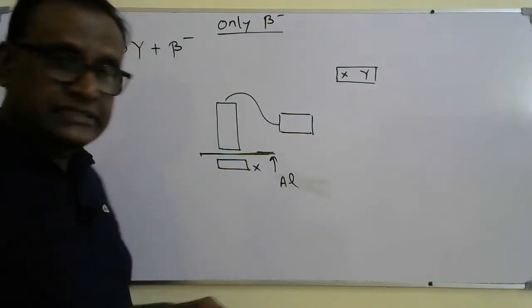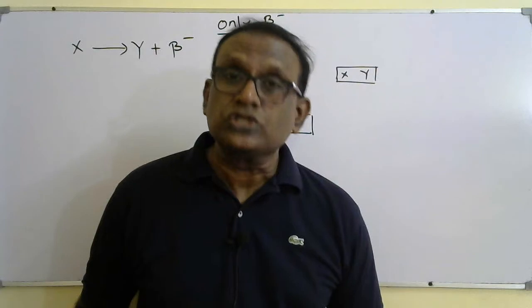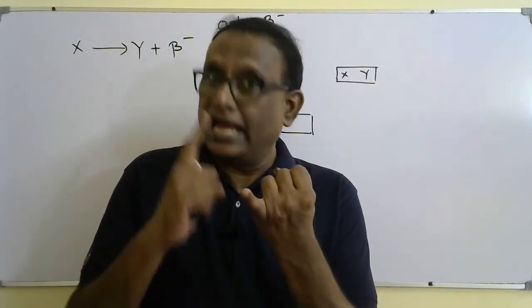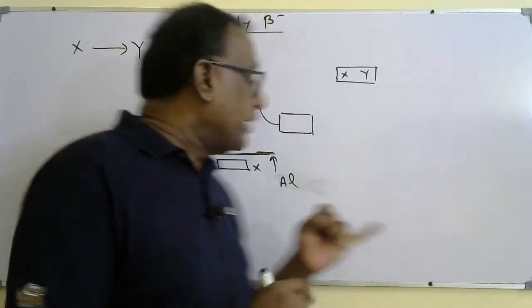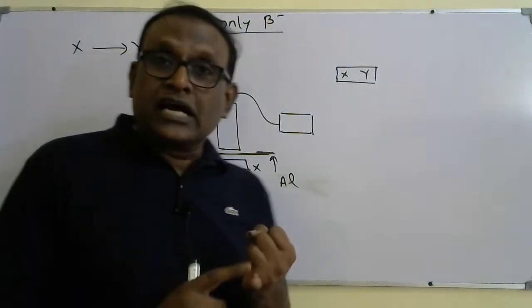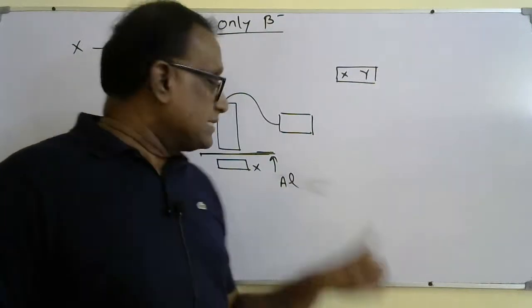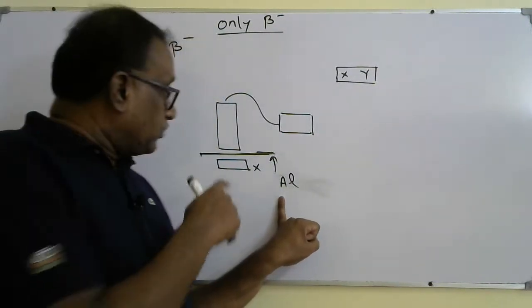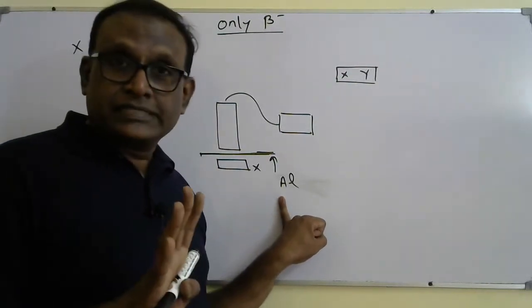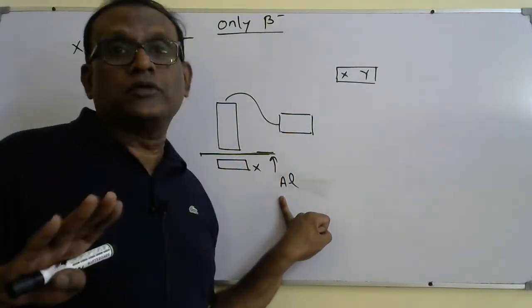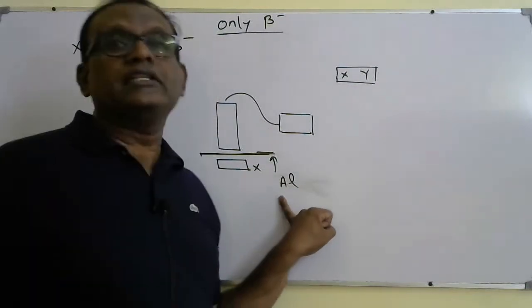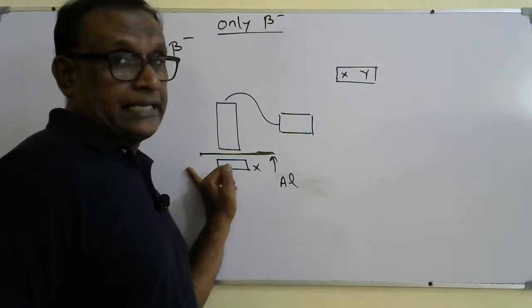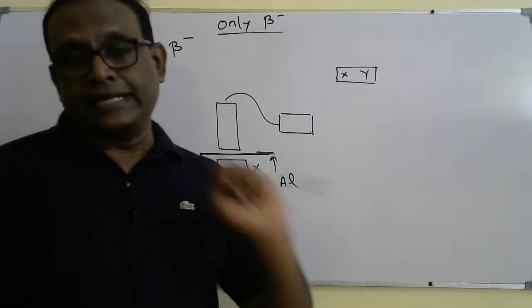When you keep the aluminium sheet, if the count rate drops to background count rate, that means, we know it's not emitting alpha, already we confirmed it. Aluminium is blocking everything. If there were gamma, it would have penetrated through the aluminium sheet and the count rate wouldn't drop to background count rate, but the count rate is dropping to background count rate. So if the count rate drops to background count rate, it is emitting only beta minus.